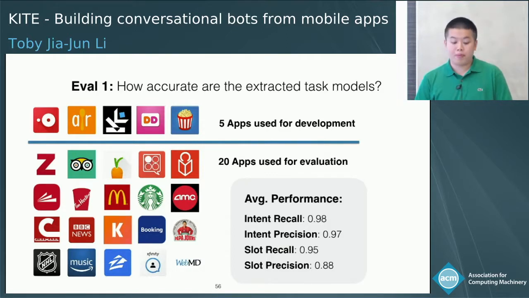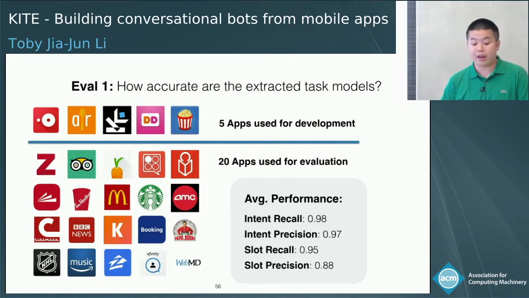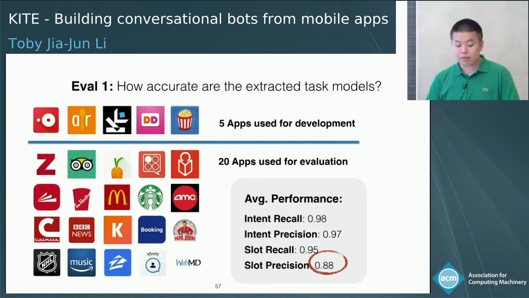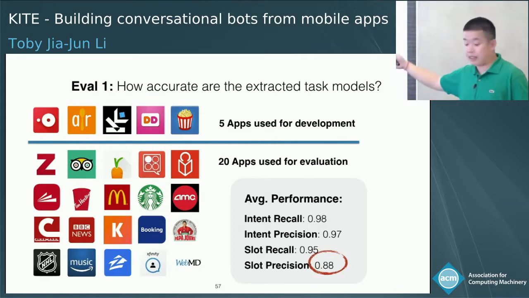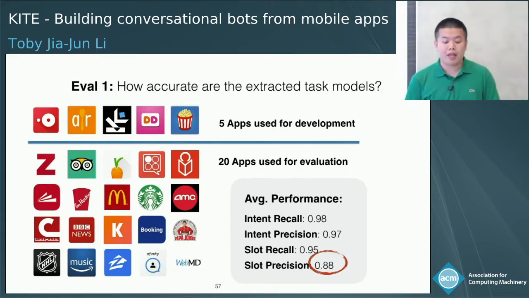We calculated the precisions and recalls for the intents and slots generated in the task models. Here are the results. We can see KITE can generate pretty accurate task models. There are some false positives in slots because sometimes KITE would incorrectly count UI transition events as slots, but this can be easily fixed later by the developer in the web tool.